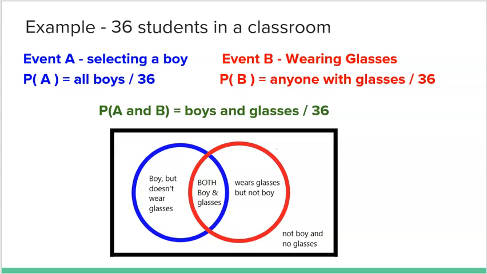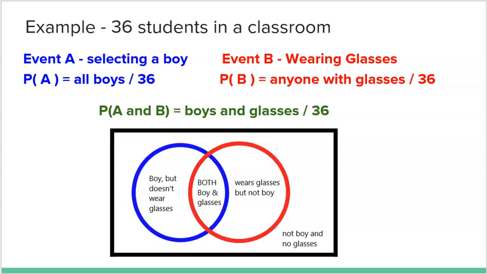Wearing glasses, that'd be the probability of event B. And that would be anyone wearing glasses divided by 36. So 36 are my total outcomes, anyone wearing glasses. So I would count how many kids wear glasses, all right? So the intersection or the joint probability of A and B would be any student who is a boy and wears glasses. So we're looking at the combination, the intersection of wearing glasses and being a boy. So I'd have to count how many very specific people there are, boys who wear glasses, and again, divide it by my 36 possible outcomes.